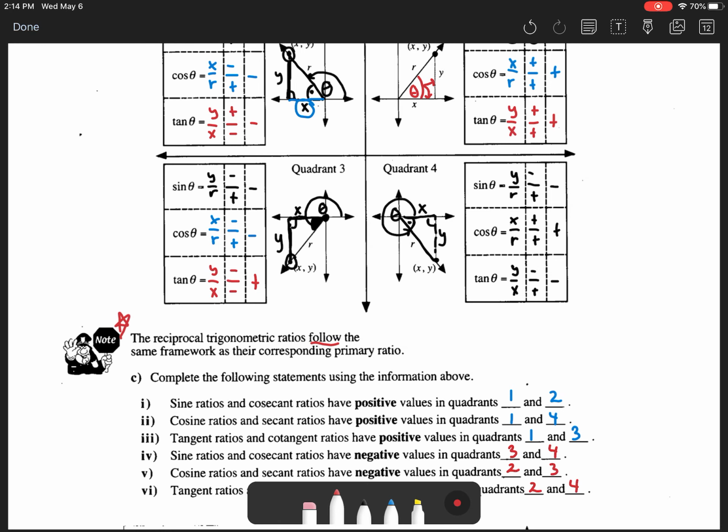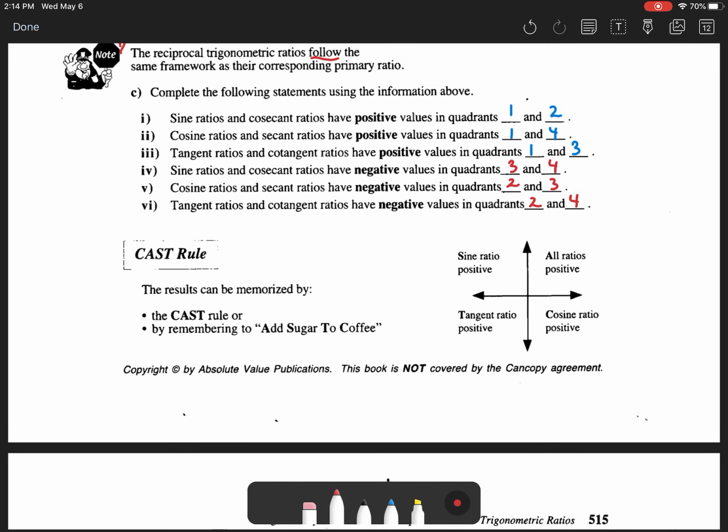Okay, so the easiest way to understand where the ratios are positive and negative is something that we learn called the CAST rule, C-A-S-T. So the way it works is this: C, cosine in quadrant 4, A, all ratios in quadrant 1, sine positive in quadrant 2, and tangent positive in quadrant 3. So if you simplify it like this, instead of having all those words like they wrote, it starts in quadrant 4, C, A, S, T. And again, this was quadrant 4, quadrant 1, quadrant 2, and quadrant 3.